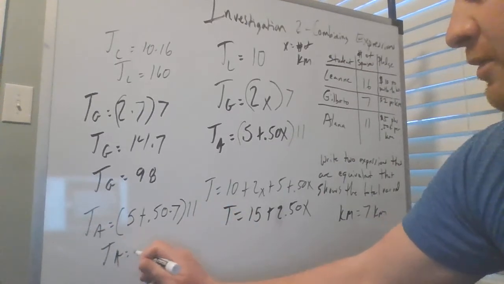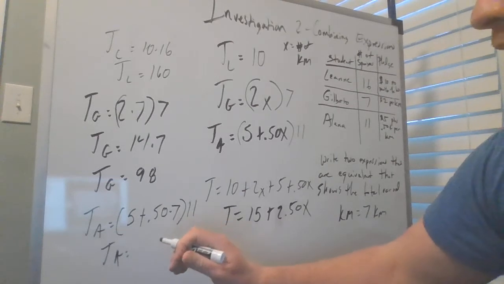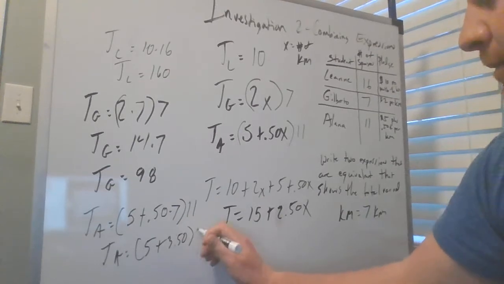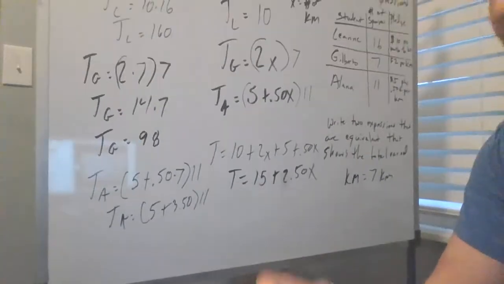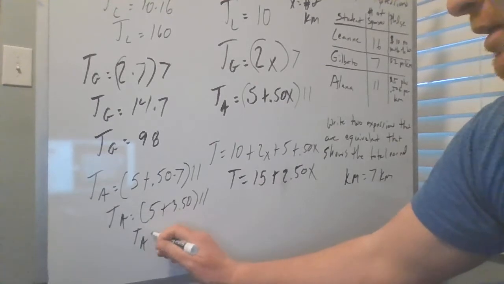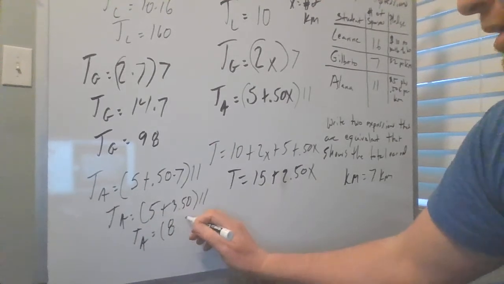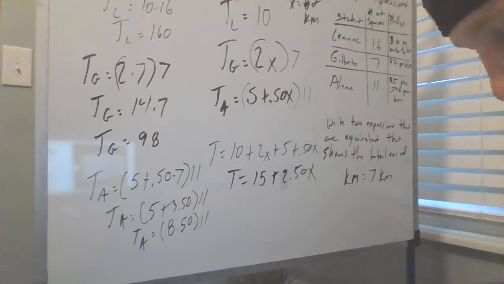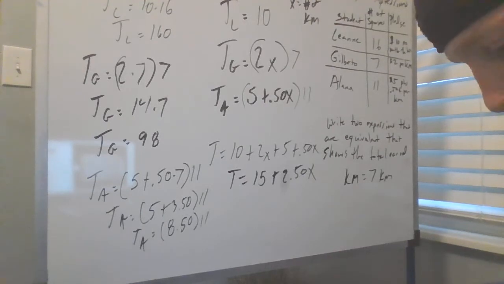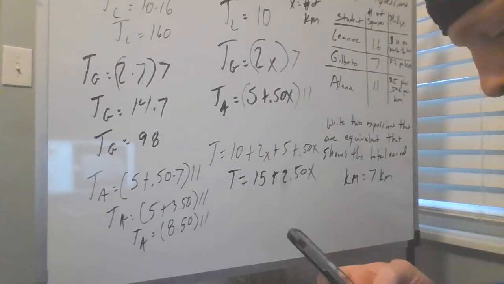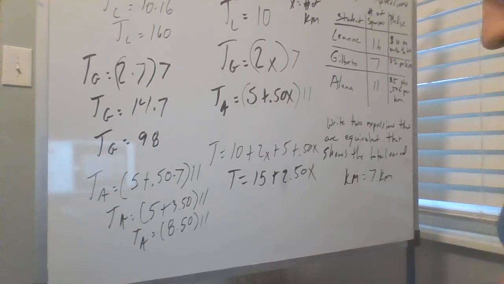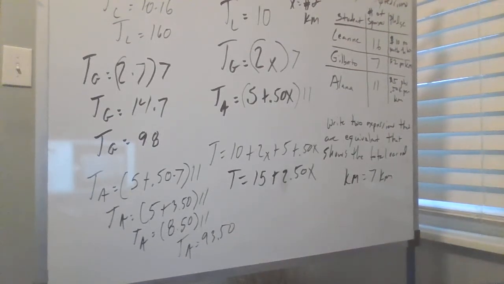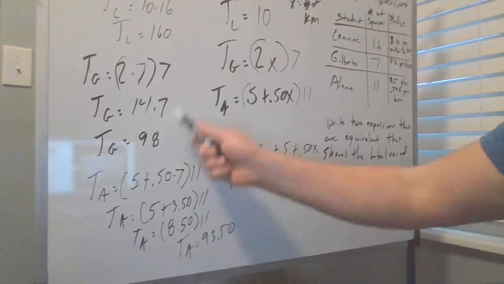So my T of A is going to be 0.50 times 7, which is 3.50. So I got 5 plus 3.50 times 11. Let me scroll this down a little bit. And your T of A is going to be 8.50 times 11. It's too early for me to do this in my head, so let's do this on my calculator. I got 8.5 times 11. So I got 93.50. T of A is 93.50. And at the very end, to find the total amount that they raised, you just add all these up. Okay?